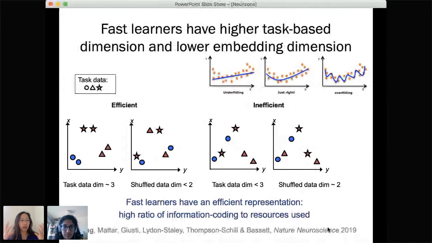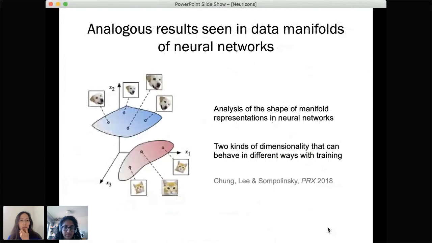And so all of this was a study across the whole brain. But then, of course, we can look at a smaller time scale. I just want to also discuss this other paper that came out around the same time, that was looking at neural networks, so not at human brain data, but they also analyzed the shape of these manifold representations in neural networks, and they also saw two different kinds of dimensionality that could change in different ways during training. So in some senses it was analogous, from a totally different method of analysis.